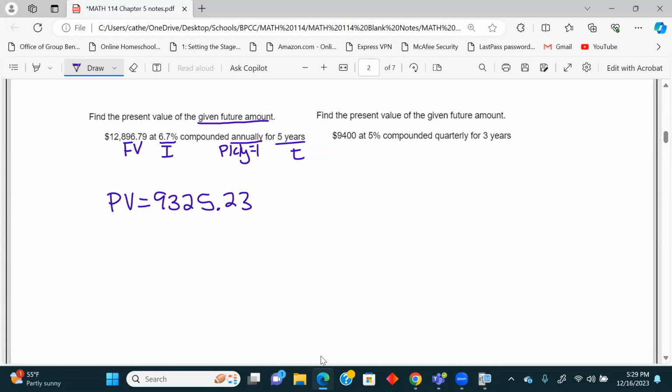Our last one, it said find the present value of the given future amount. So this is the future value. That's our rate. That's our time. Compounded quarterly. How many quarters are in a dollar? 4. So quarterly is going to be 4 times a year.